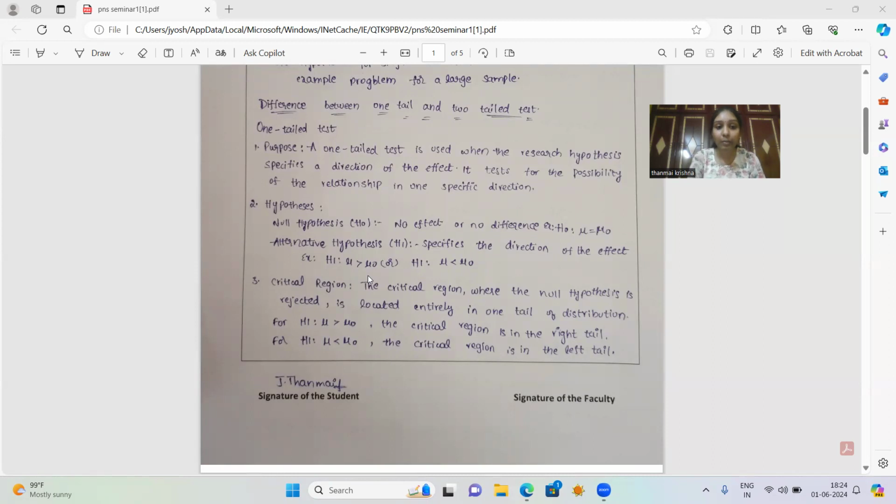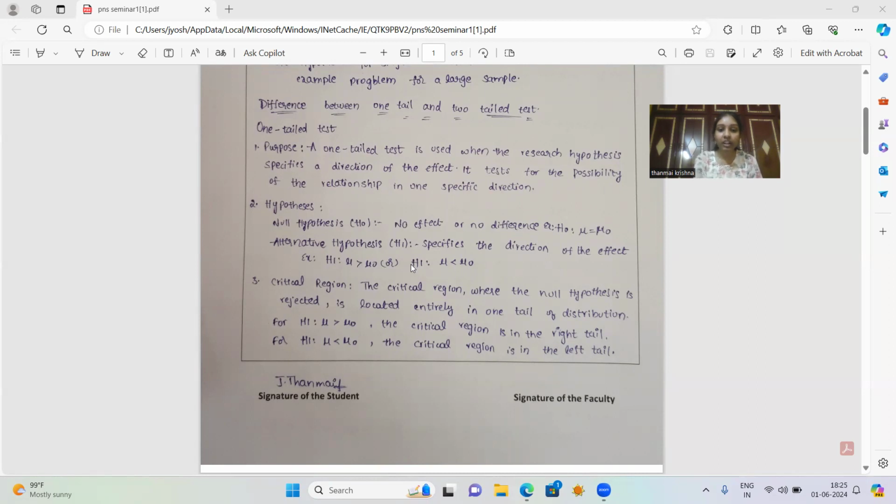The next difference is hypothesis, which is null hypothesis and alternative hypothesis. Null hypothesis means no effect or no difference. It is denoted by H naught. Here the null hypothesis H naught: mu equal to mu naught. Next one is alternate hypothesis. It is represented by H1, which specifies the direction of the effect, which means H1: mu is greater than mu naught or mu is less than mu naught. Here it specifies the direction of effect in either greater than or less than, right? So here mu is greater than mu naught or mu is less than mu naught.